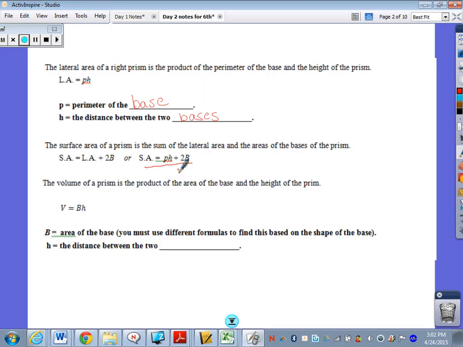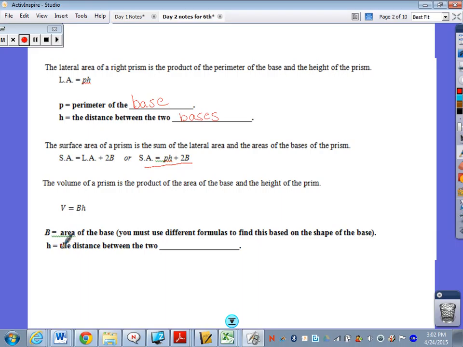So surface area is the sum of the lateral area and the area of the bases of the prism. So PH plus 2B. And then the volume of a prism is the product of the area of the base and the height of the prism. So big B times H.